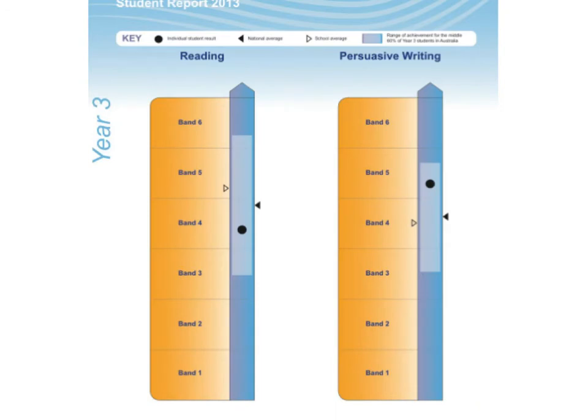NAPLAN results might be another form of data that you might be able to access about the students in your small group. This is an example of a reading and writing report for a Year 3 student. To help you interpret these, just in case you haven't ever seen them before, the black dot here shows where this particular student is. So in reading, this student is at band 4, whereas for Year 3, the national average is at the top of band 4, a bit higher than where this student is for reading, and the school average is in band 5.